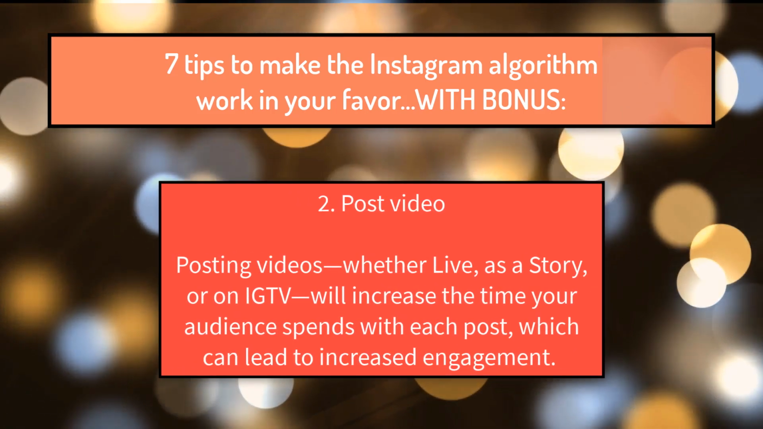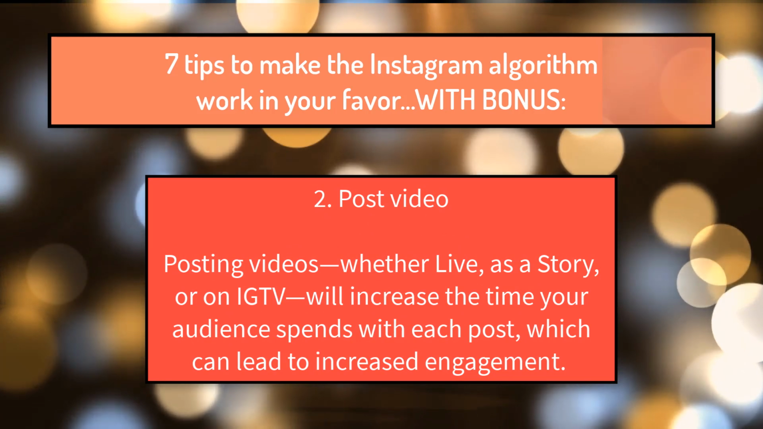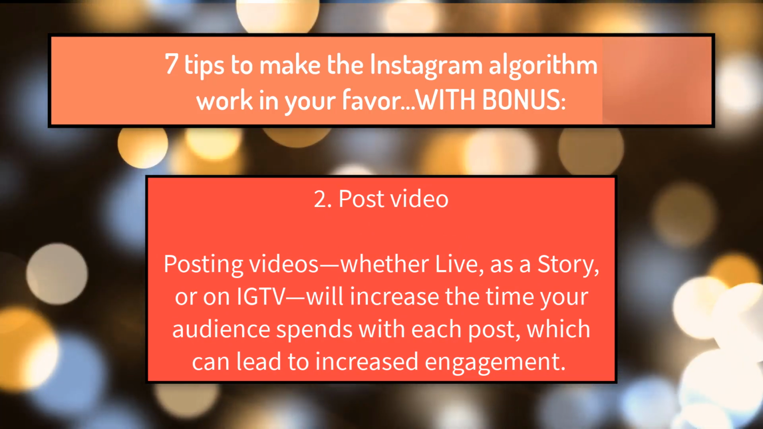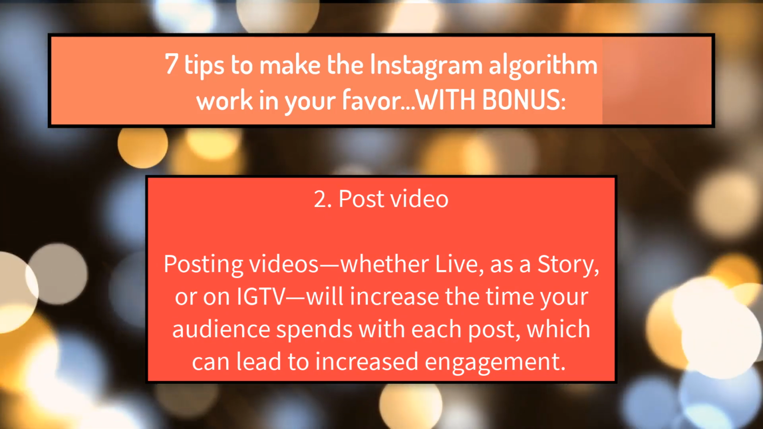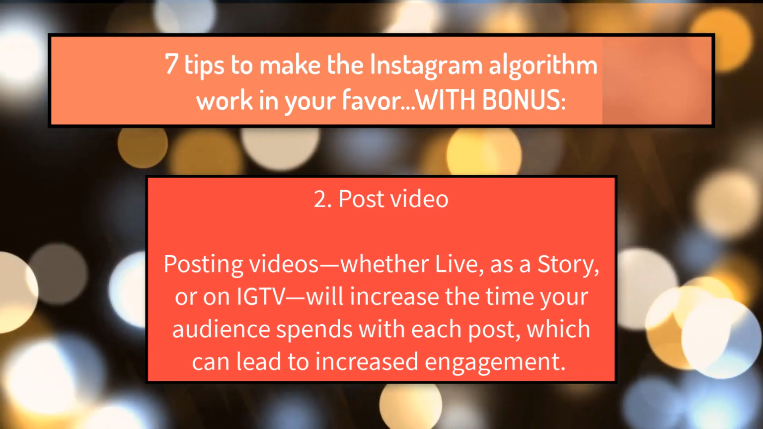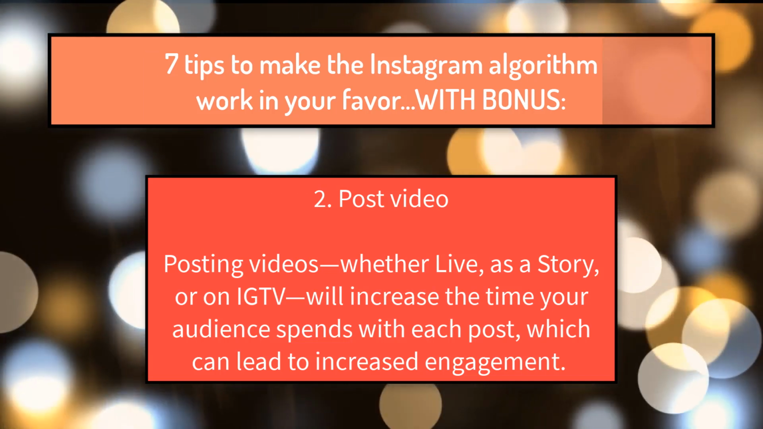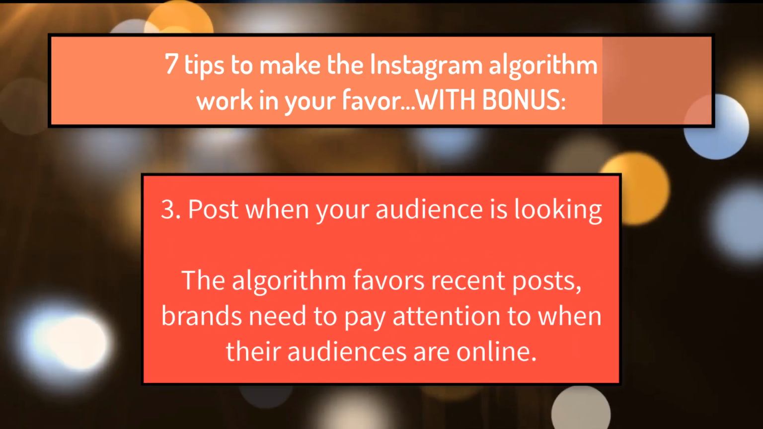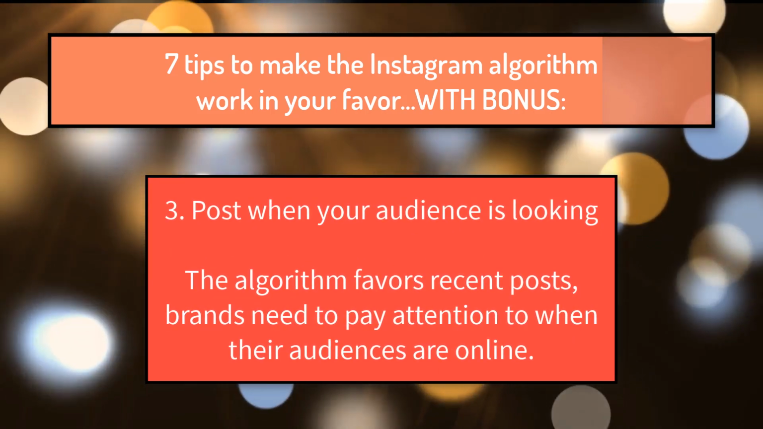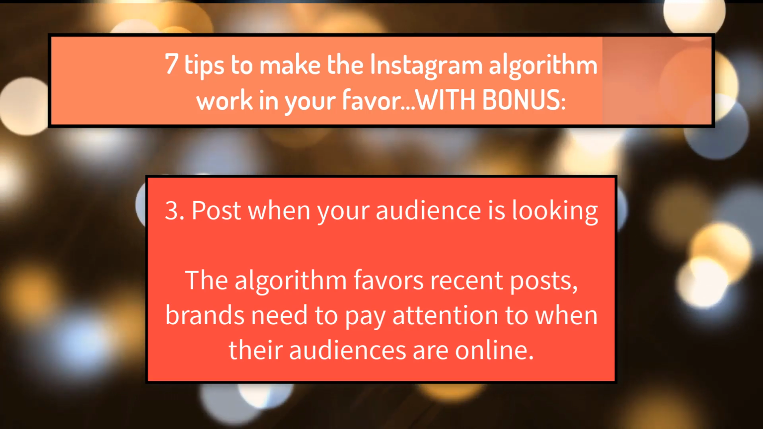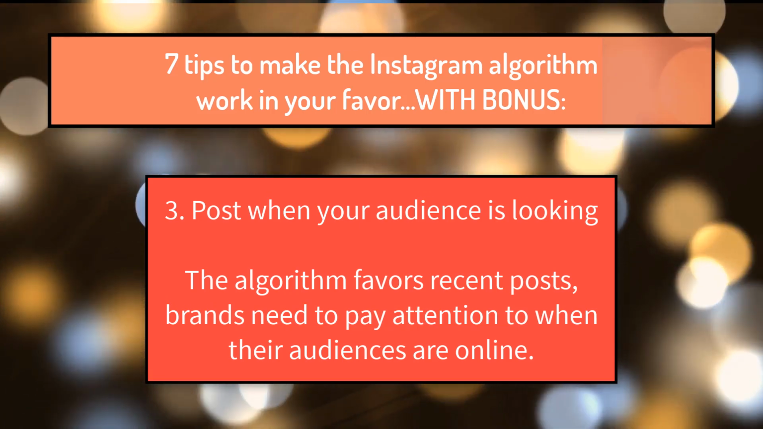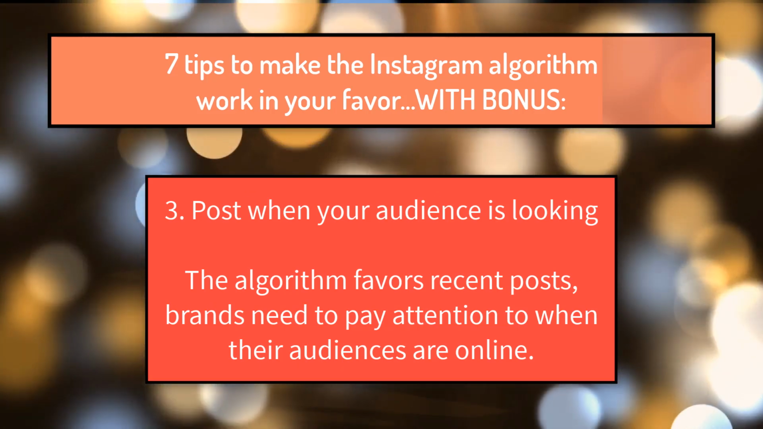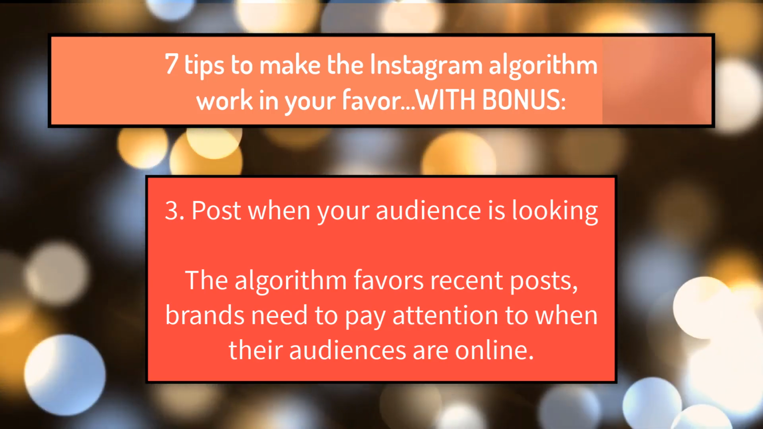2. Post video. Now, posting videos, whether live, as a story, or on IGTV, will increase the time your audience spends with each post, which can lead to increased engagement. 3. Post when your audience is looking. The algorithm favors recent posts. Brands need to pay attention to whether or not their audience is online.